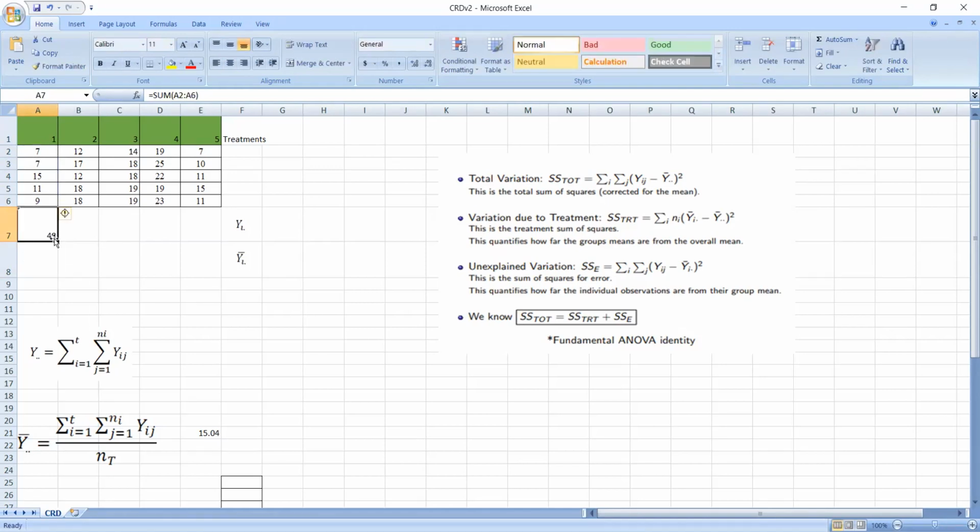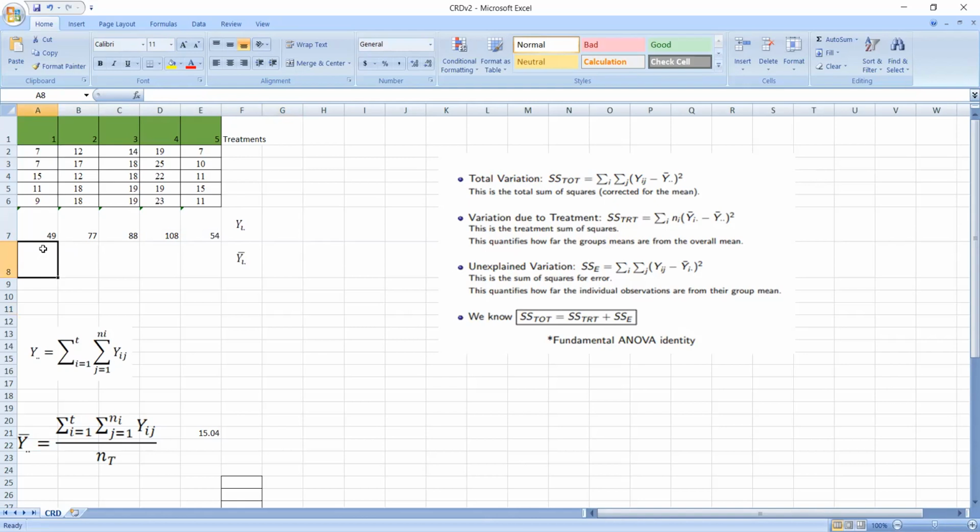Likewise, you can calculate the summation of all these values. So those are the yi dot values. When you take the summation under the first treatment, that is 49. The summation of the observations under the second treatment is 77. Likewise. If you know the summation of the observations under each treatment, we can divide it by the number of observations to calculate the mean.